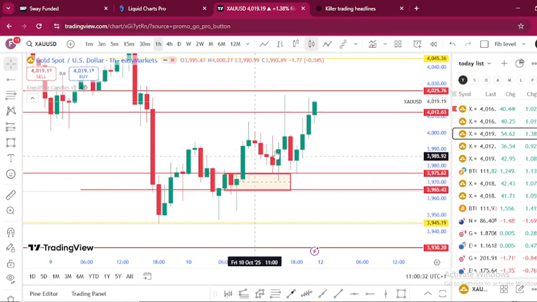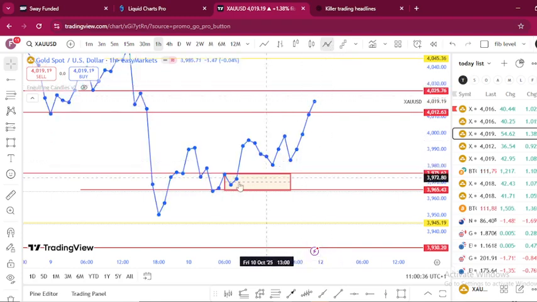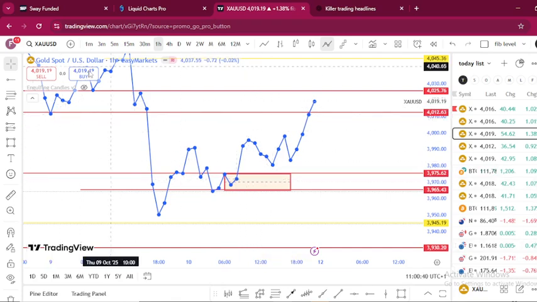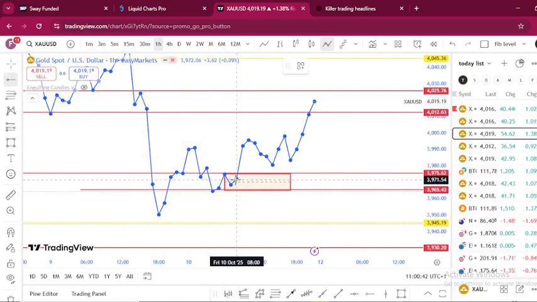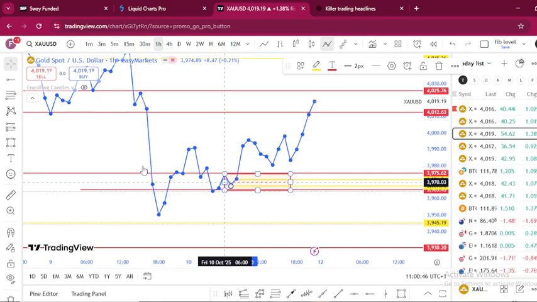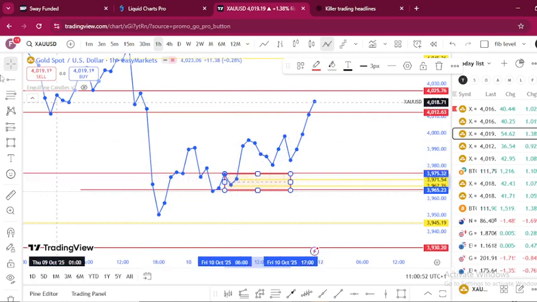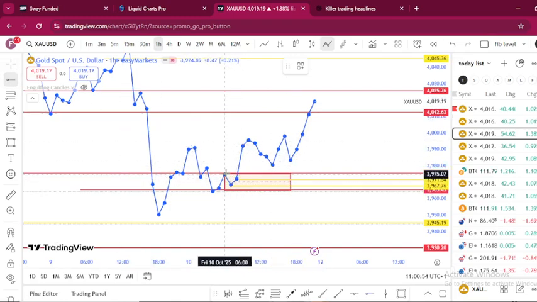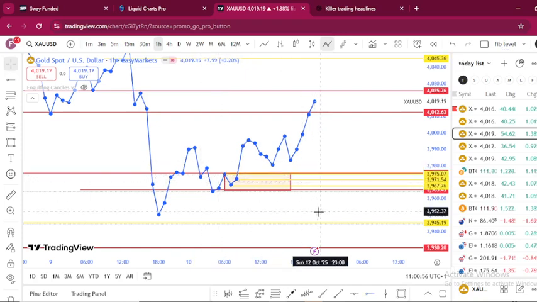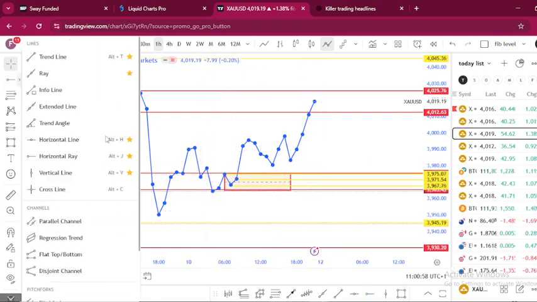Now there are two ways. You can switch it back to line chart with marker and then mark all the closing prices on 1 hour. Mark all the closing prices inside the box. You mark all the closing prices on 1 hour that are just within this box.